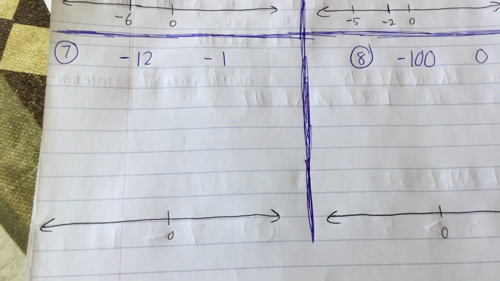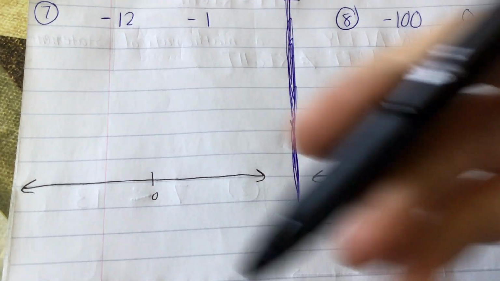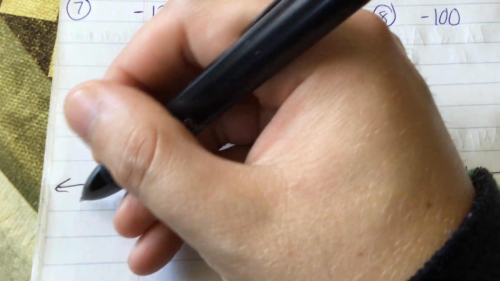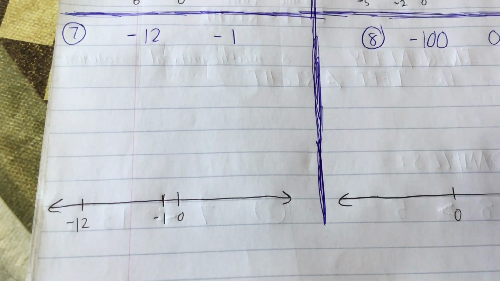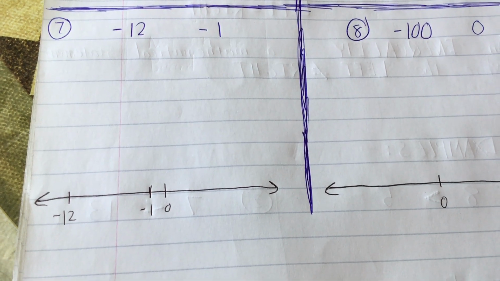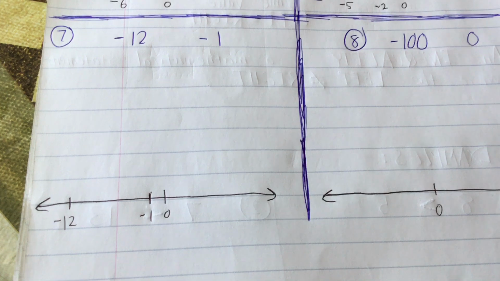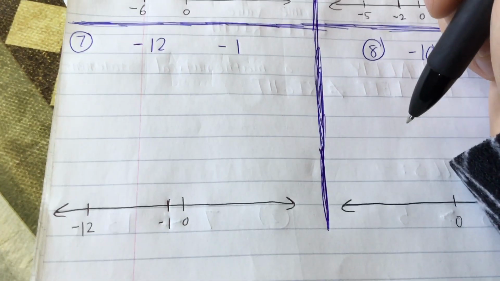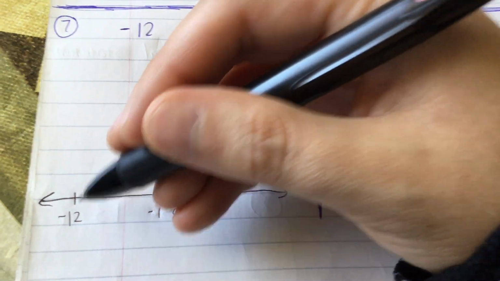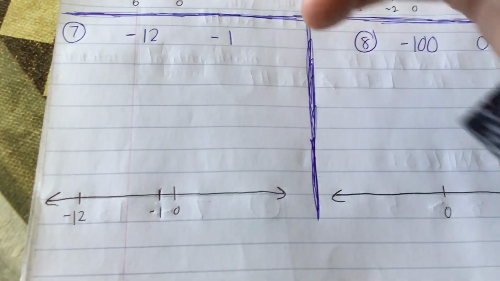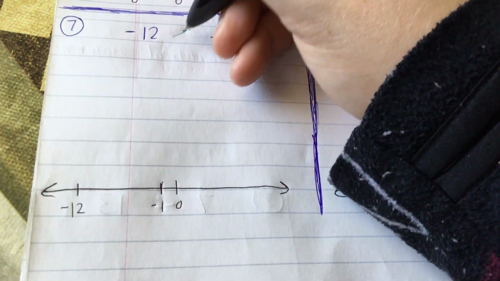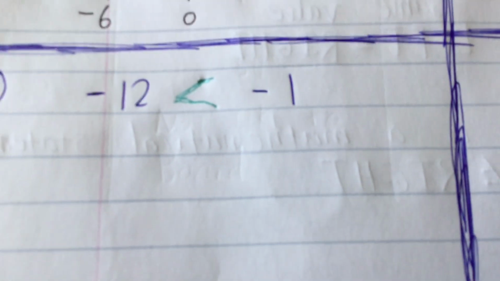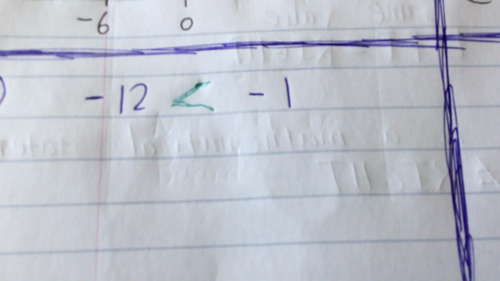Negative 12, negative 1. So negative 1 is just to the left of 0. And I'm going to put negative 12 over here. Which value is bigger, negative 1 or negative 12? Be careful, since the 12 is bigger than 1, we're not in the positive world. Remember that negative 12 means it's smaller than negative 1. I would rather owe somebody $1 than owe somebody $12. So technically, negative 12 is less than negative 1.